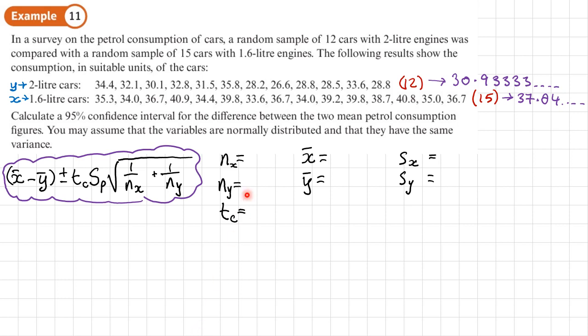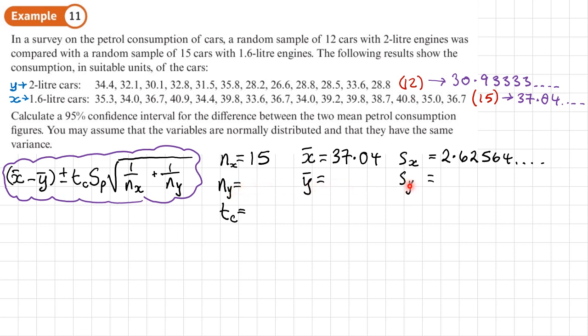So I can now go back in and fill these numbers in. So my X population, my sample for my 1.6 litre cars, has 15 in its sample size. The mean is 37.04, which we worked out here, and then the unbiased estimator for the X population is this 2.62564, and then I think it's 277 after that.